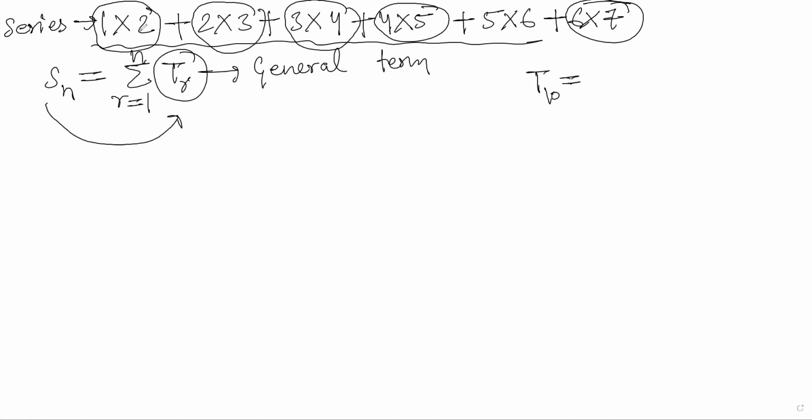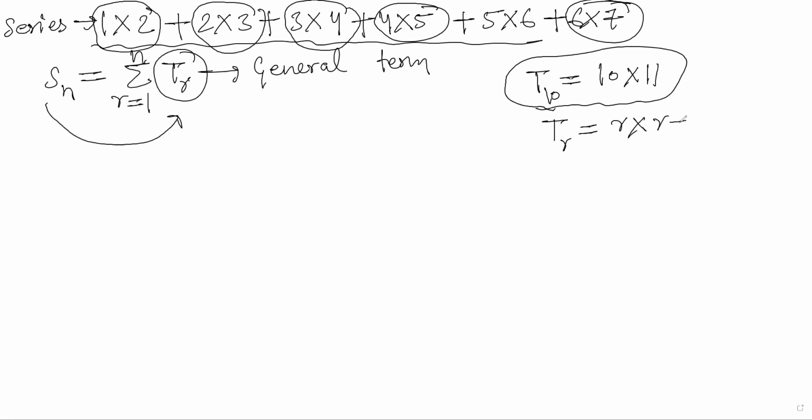First term was 1 into 2. 10 into 11. 10 into 11, good. So if I find Tr, that is the rth term, what should that term be? Just try to find the analogy. r into r plus 1. r into r plus 1, correct.